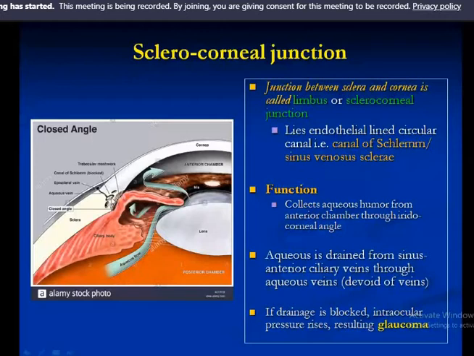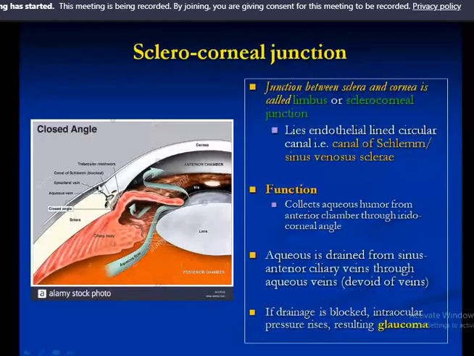Now from the canal of Schlemm, where will it enter? Into the anterior ciliary vein. Can you see over here? This is the conjunctiva, this is the cornea. At the conjunctivo-corneal junction, can you see the capillaries? Can you see the vein? This vein is the anterior ciliary vein, this one.